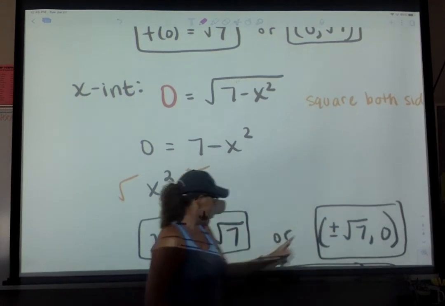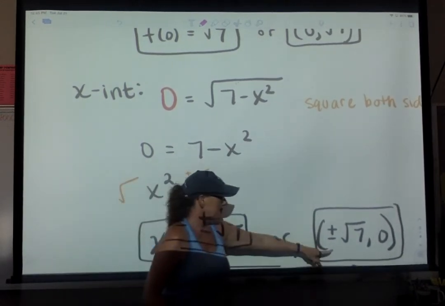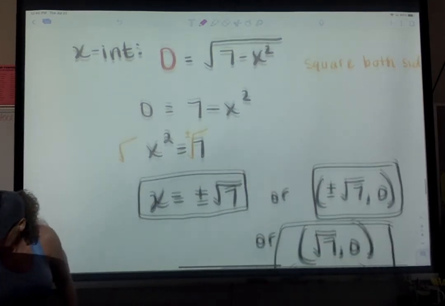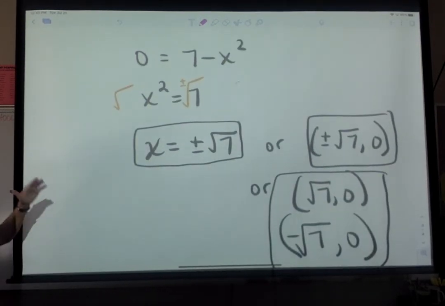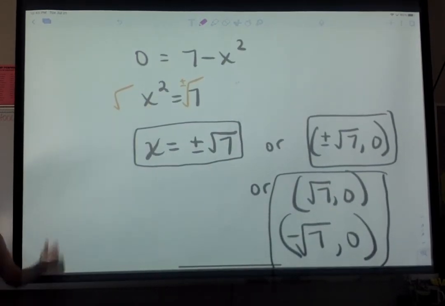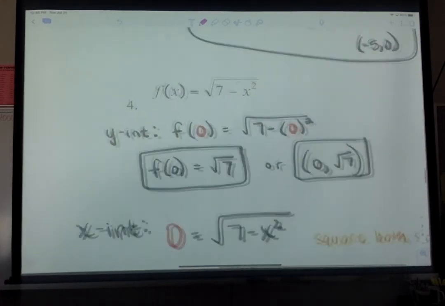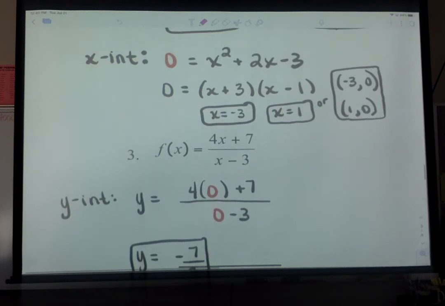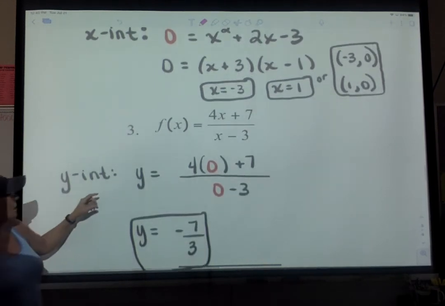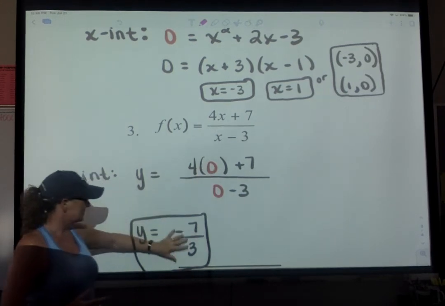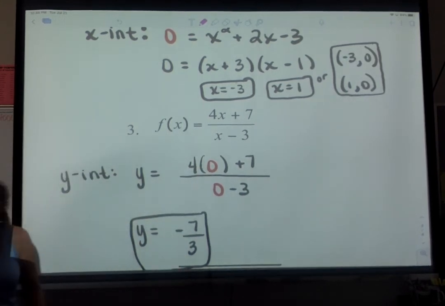And you can write the intercepts like this. Or you can write them as two distinct ordered pairs. Totally up to you. All right, last one, number 3, and this one's a little tricky. First of all, for y-intercept, this is easy. Plug 0 in for x, that's what I get, all good.